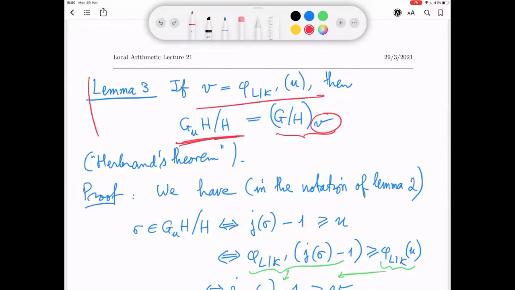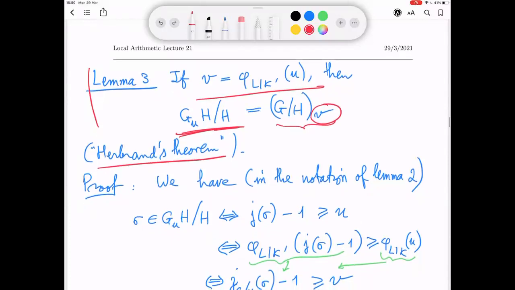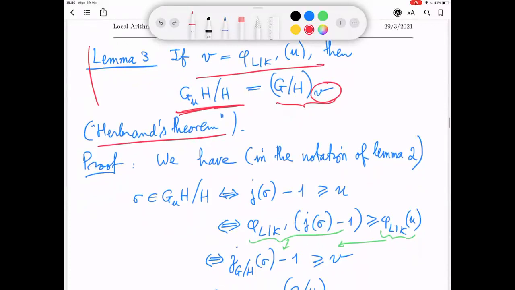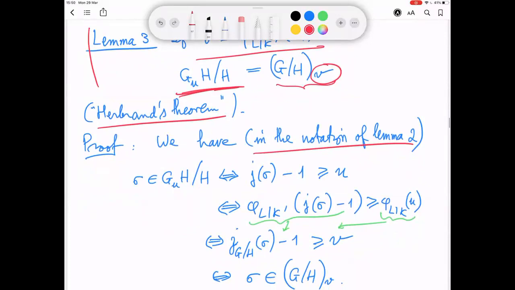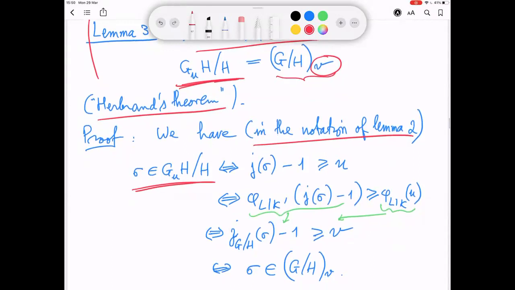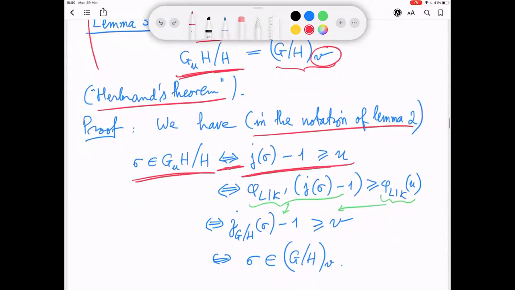Okay, so this is what we have to prove. This is what is sometimes called Herbrand's theorem. So let's continue with the notation of Lemma 2. What does it say? It says that sigma is in the image of G_U in G modulo H if and only if j(sigma) - 1 is greater than or equal to U.